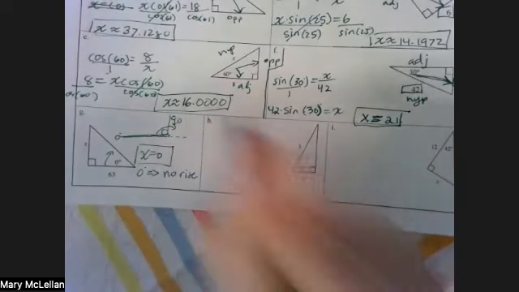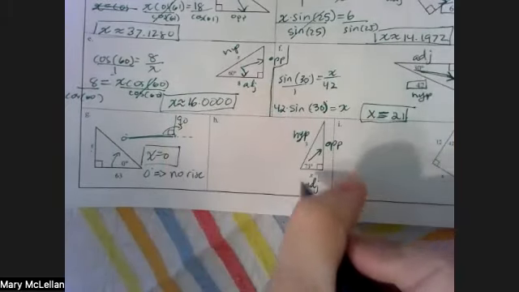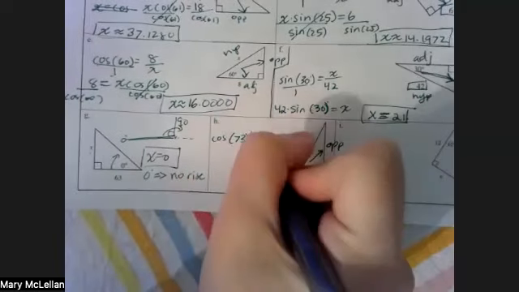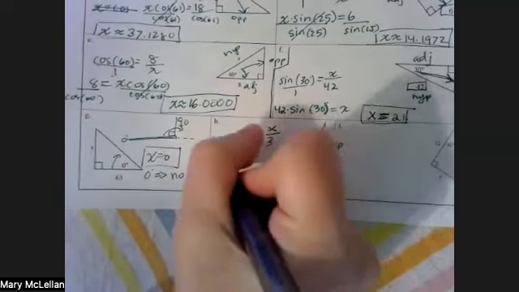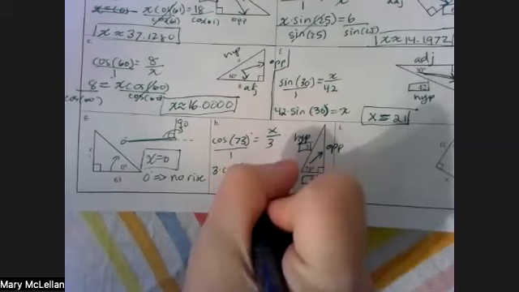Anyway, next problem. We've already done G. Now we'll do H. I go across from 73 degrees to label my opposite side. There's nothing there. Adjacent to 73 degrees is x. And the hypotenuse is the longest side. Since I'm dealing with my adjacent and hypotenuse, I'll be using cosine. Cosine of 73 degrees is equal to x over 3. I cross multiply. I have 3 times cosine of 73 degrees is equal to x.